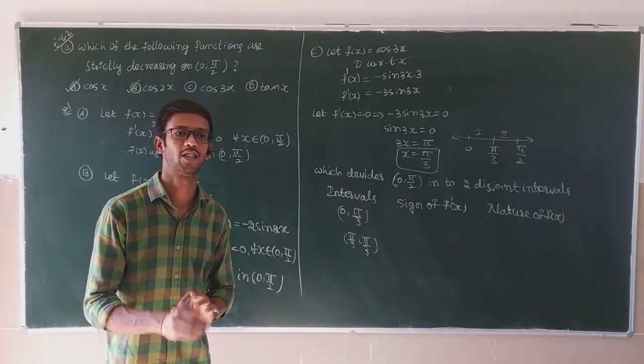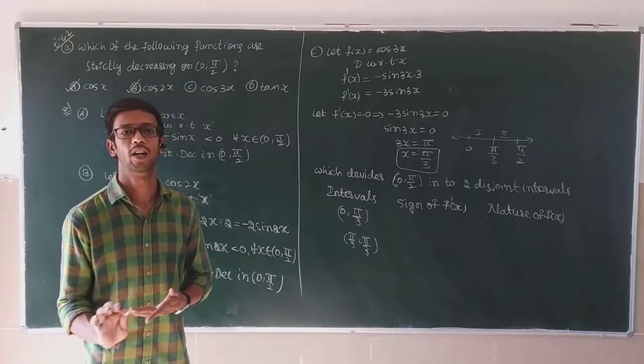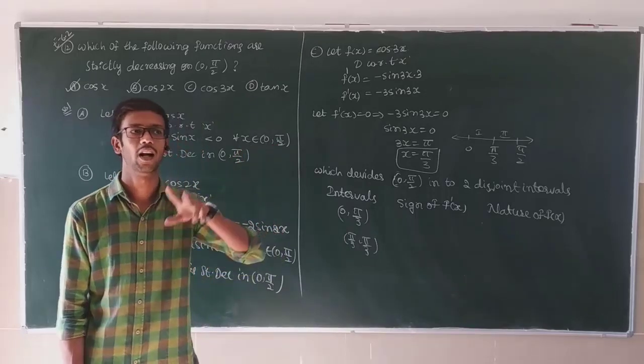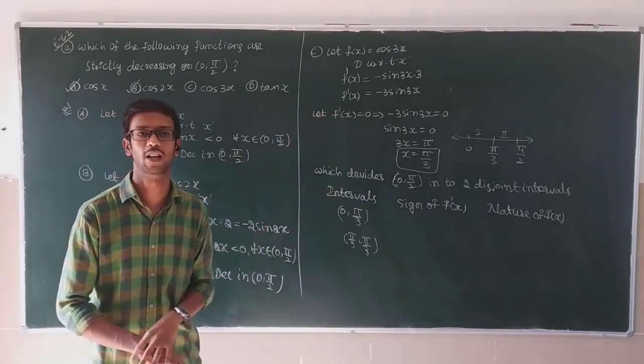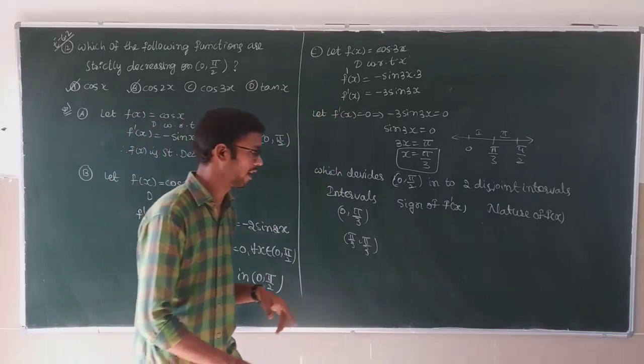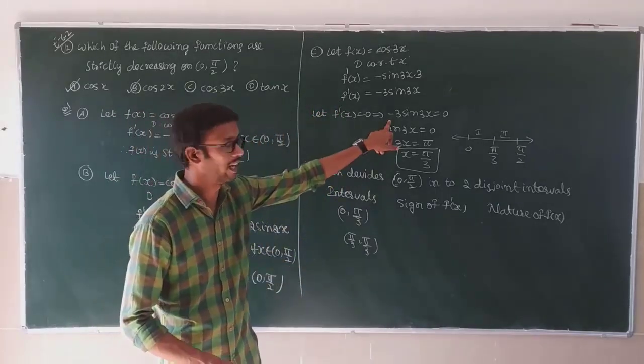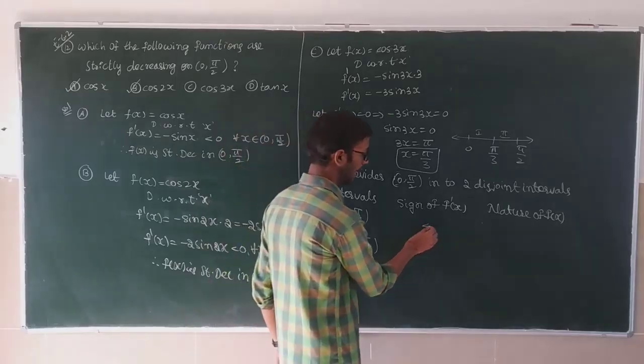Pi by 3 means what? 60 degrees. From 0 to 60, we have 45 degrees. Where will 45 degrees be, in the first quadrant or the second quadrant? The sine 3x value will be in the first quadrant or second quadrant. The sine 3x value is positive, but minus sine 3x is there, so you will get a negative.